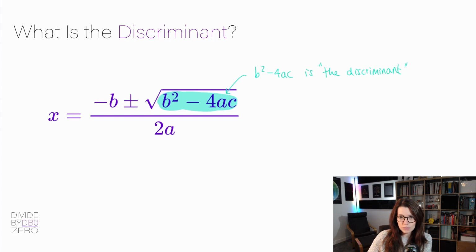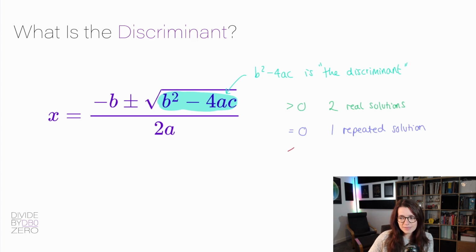Now, when we're solving quadratic equations, if the bit under the square root is positive, that means you're going to get two different real solutions, because you're going to be adding or taking away something from minus b each time. If the bit under the square root is equal to 0, you're just going to get one repeated solution, because the square root of 0 is 0, so that's not going to give you two different answers.